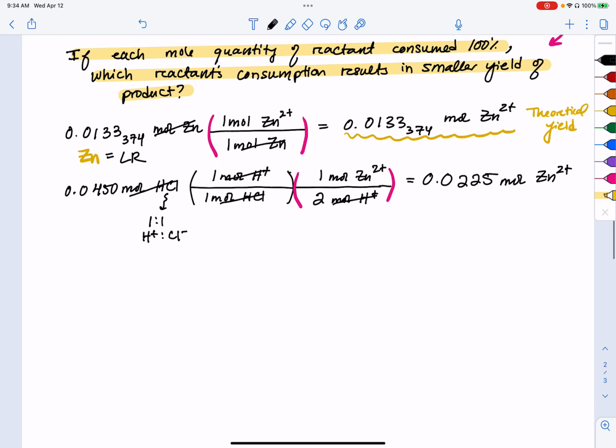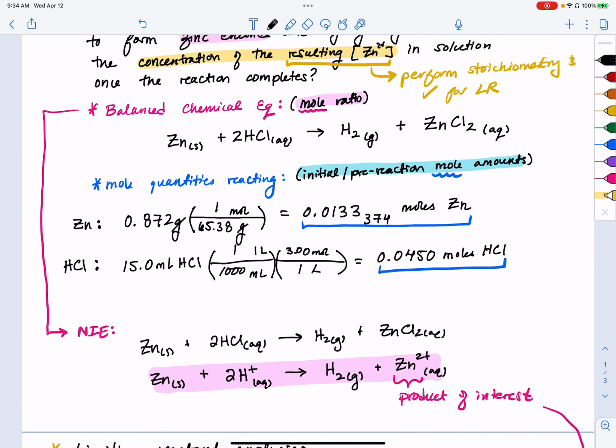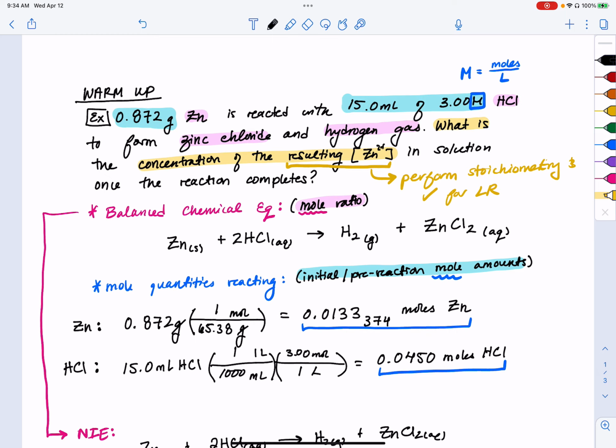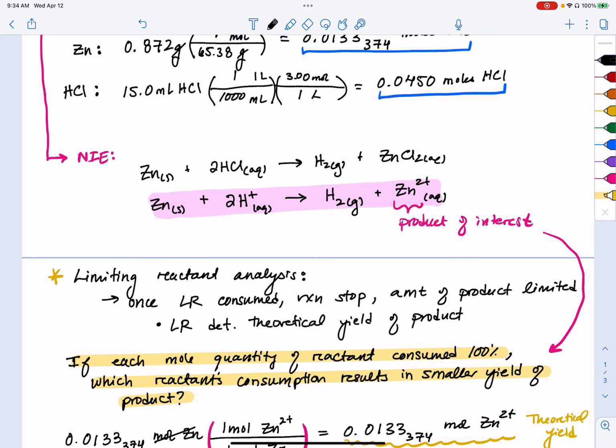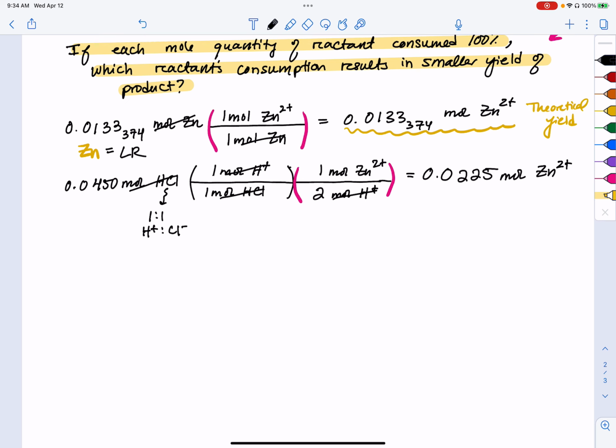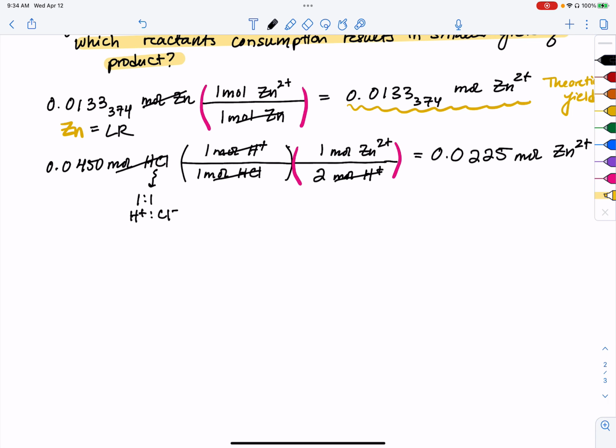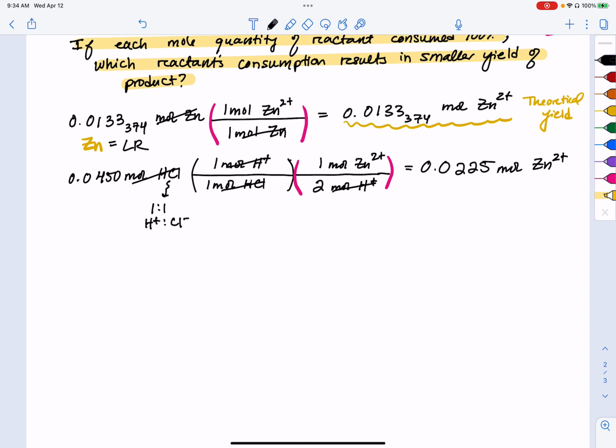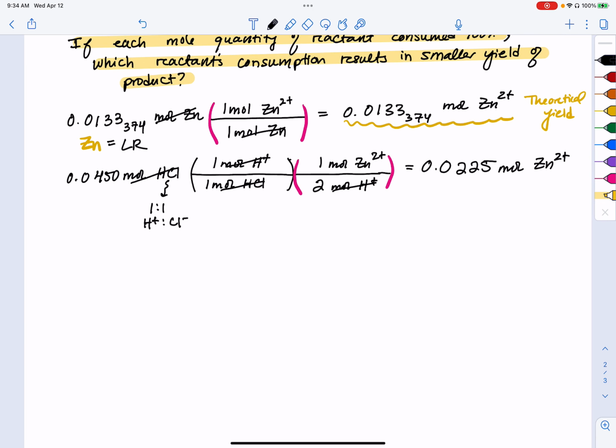Okay, let's go back up to what this question is asking. What is the concentration of zinc ion in solution? So as always, when we're talking about an aqueous reaction, it's a good idea to put yourself in the beaker, thinking about what ions are present, in what proportion. So let's look at the reaction from the beaker's perspective.